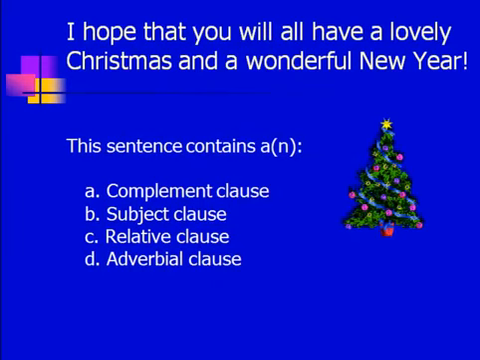I hope that you will all have a lovely Christmas and a wonderful New Year. What have we got here? You start with, I hope something, and the something is that you will all have a lovely Christmas and a wonderful New Year. And of course, that comes with hope. It tells you what I hope, and so that is a complement clause.